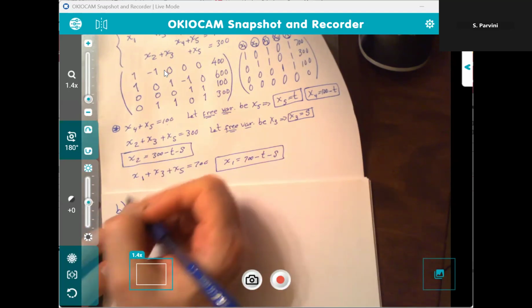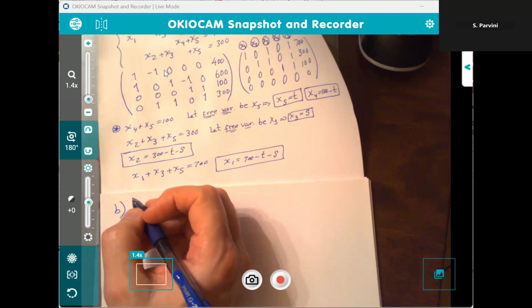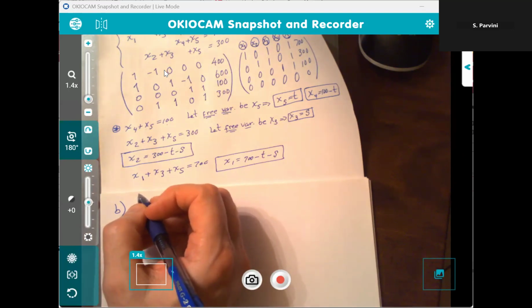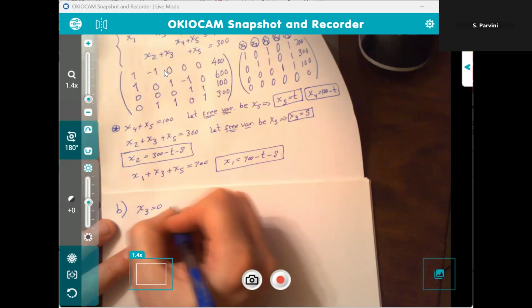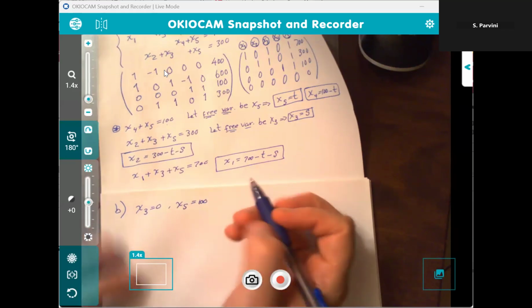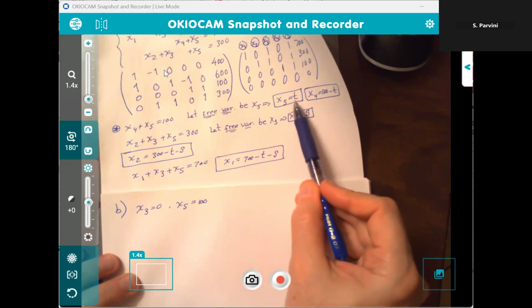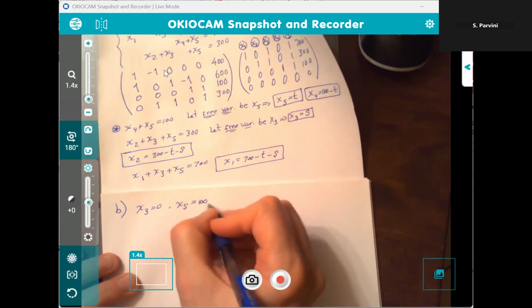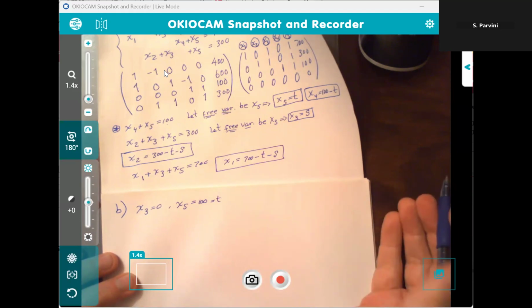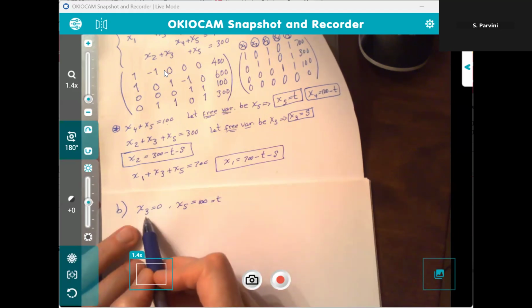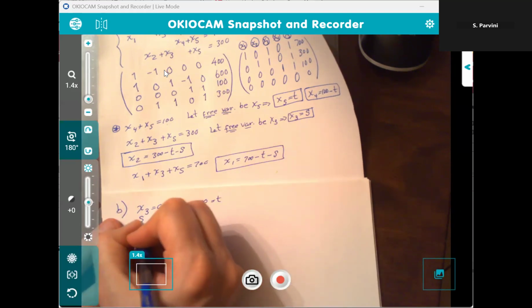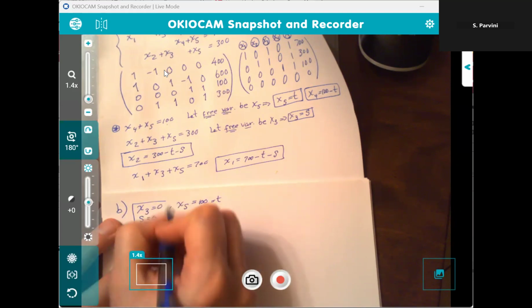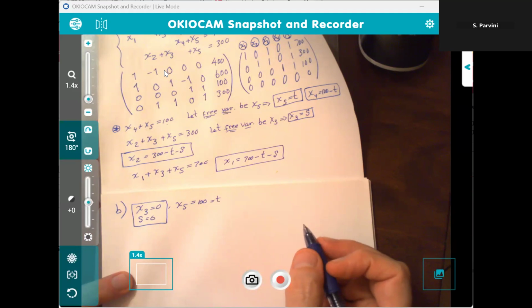In part B, I'm reading again from the book. In part B, it says, find the traffic flow when x sub 3 is 0, x sub 5 is 100. Now, if you note, x sub 5 is the t, isn't it? So that means when t is, in other words, 100, x sub 3, isn't x sub 3 s? So that means s is 0. True?